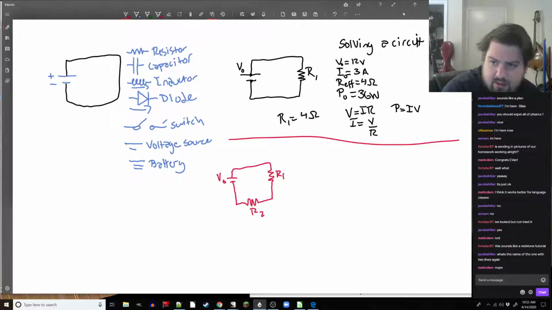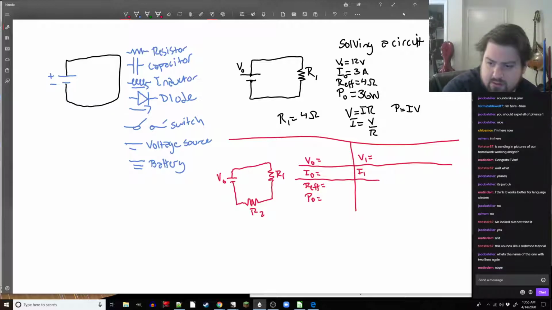I'll call these R1 and R2. And now I'm going to draw out a table, basically. I'm going to say V0, I0, REFF, and P0 for the original voltage source. I have slots for all those. I'm also going to do a table for V1, I1. I'm going to draw a straight-ish line here, if I can manage.